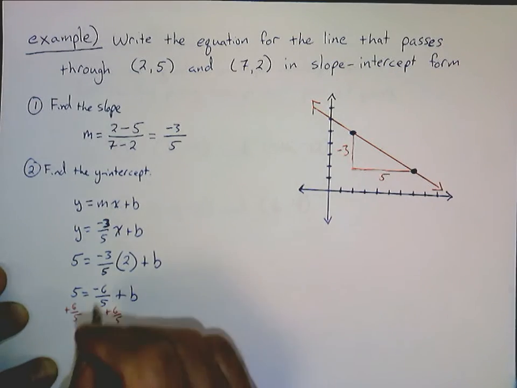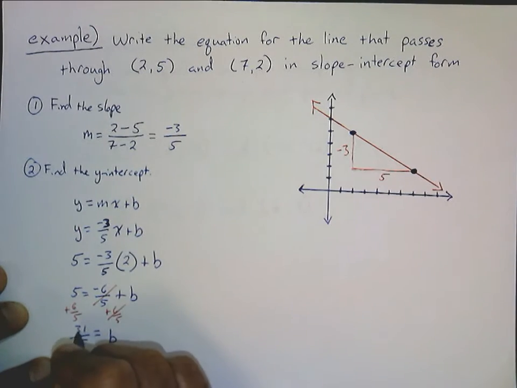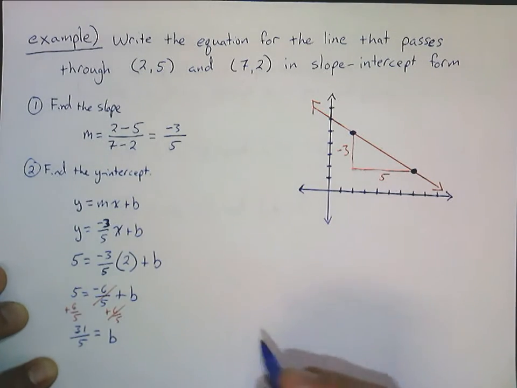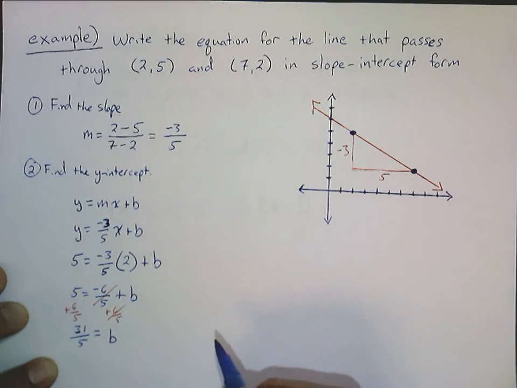Of course, these will cancel out, and then we'll be left with just b on the right. We have 5 plus 6/5, which is, well, 5 is 25 fifths, plus another 6 fifths would be 31 fifths. And that's what our y-intercept is. Well, it's at least the y-coordinate of the y-intercept.